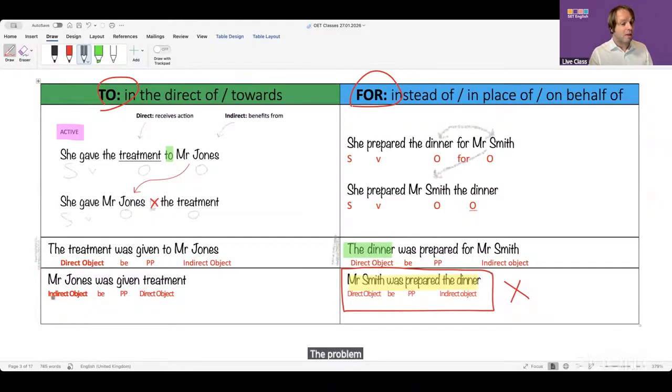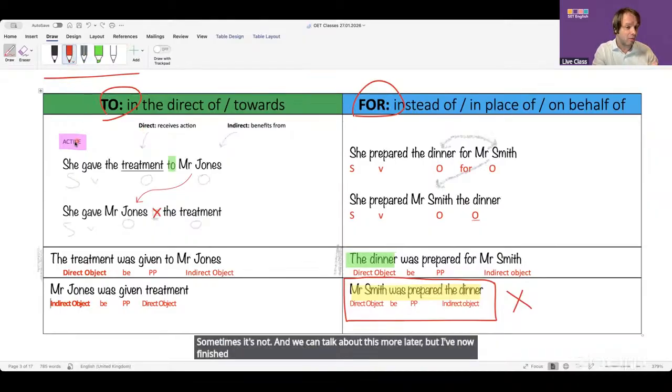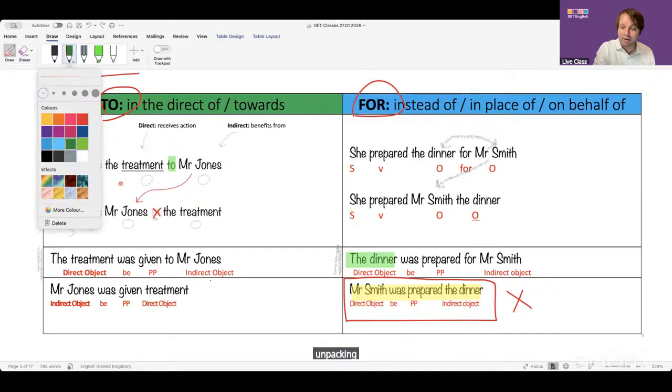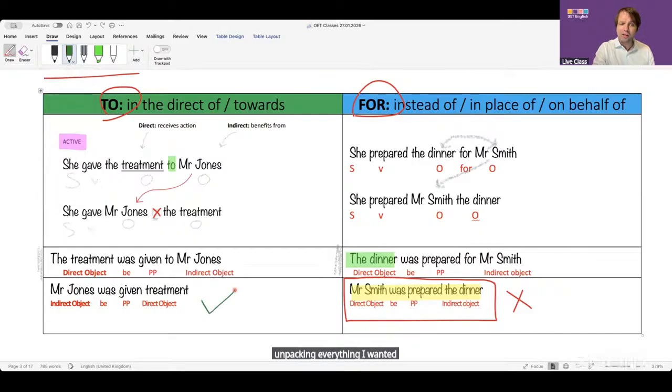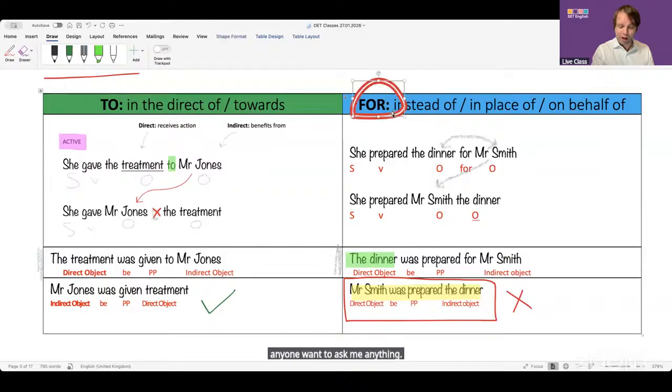The problem is when the indirect object comes to the start. Sometimes it's good, sometimes it's not. We can talk about this more later, but I think I've finished unpacking everything I wanted today. Does that make sense, guys? Before we start to write, does that basically make sense, everyone? Anyone want to ask me anything before we start?